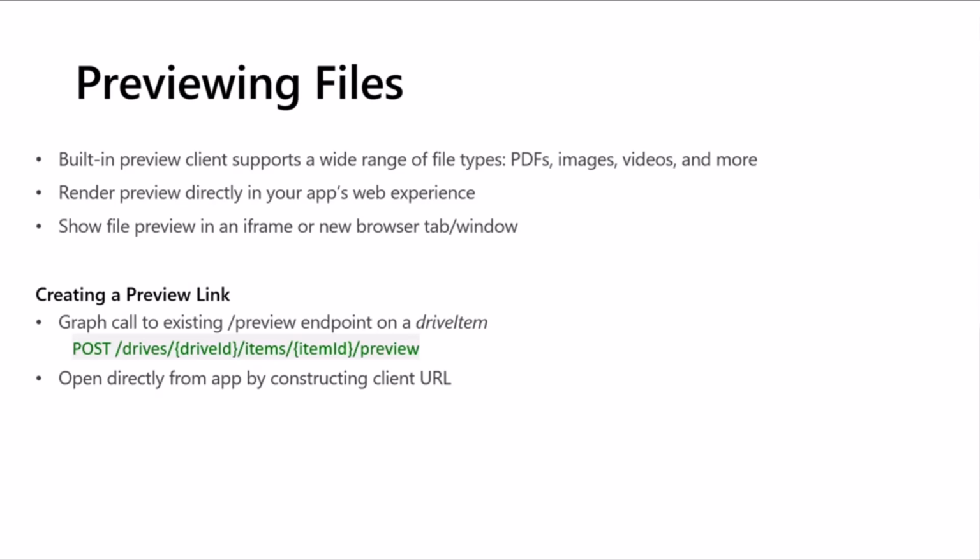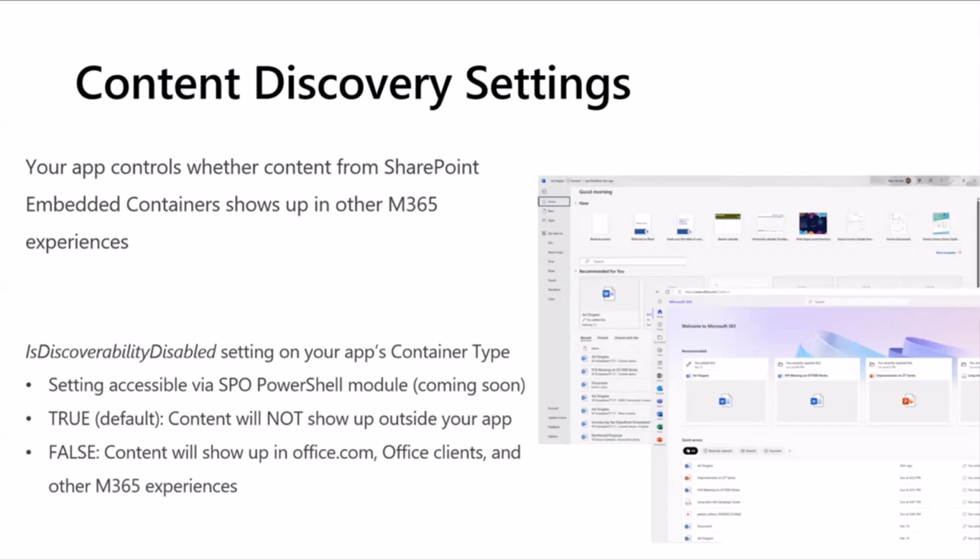Doing that is pretty straightforward, and you'll see it in the demos a bit later, but you make the Graph call. Again, all of the SharePoint Embedded interactions come from your app making calls to Microsoft Graph. You can make a call to the existing /preview endpoint on a drive item. So you make a POST request there. There's the actual endpoint. And when you do that, you get a GET or POST URL back in the response, and you can direct users either to that or make that the href of an iframe. So pretty straightforward for opening and previewing files, and I'll show you what that looks like in just a moment.